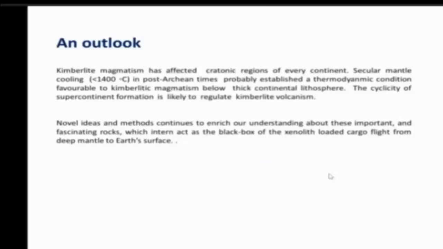So as an outlook, I can only say that this magmatism of kimberlitic magmas can be observed in almost all the cratonic regions, and this model can be coupled with the cooling that is routinely related with the post-Archean times, which resulted in a thermodynamic condition that facilitates the formation and evolution of the kimberlitic magma below a thick continental lithosphere. However, from a geodynamic point of view, why this thick continental lithosphere is required for the formation of this kimberlitic magma is still not well understood.